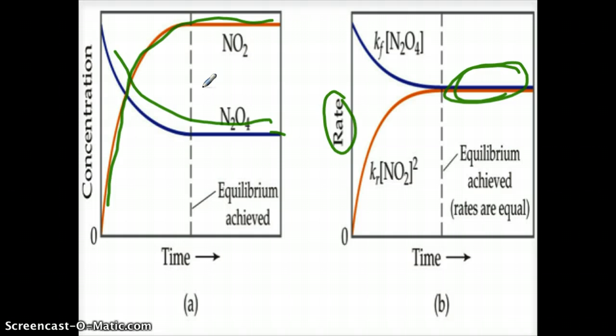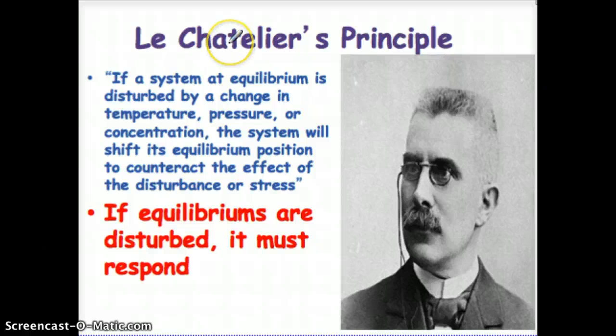Equilibrium is when the rate of the forward and the reverse reaction are the same, just like it's shown here. It doesn't mean that the concentration is going to be the same. Okay, so that's why I love these graphs, because it clearly shows that difference. And the last thing I wanted to talk about is something called Le Chatelier's Principle.